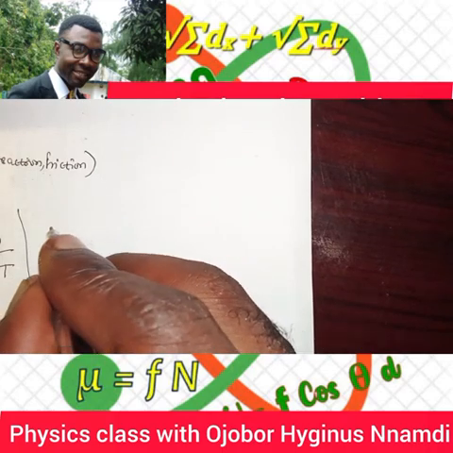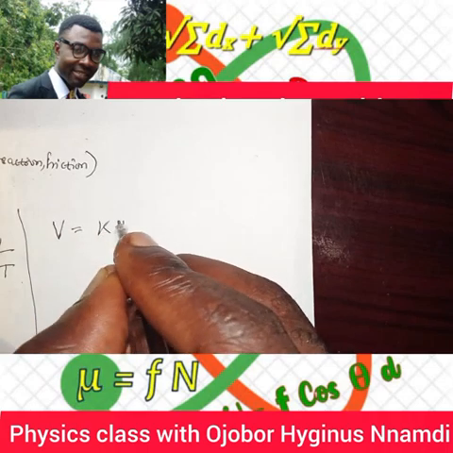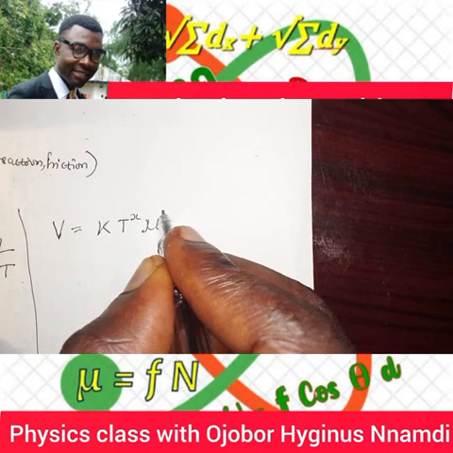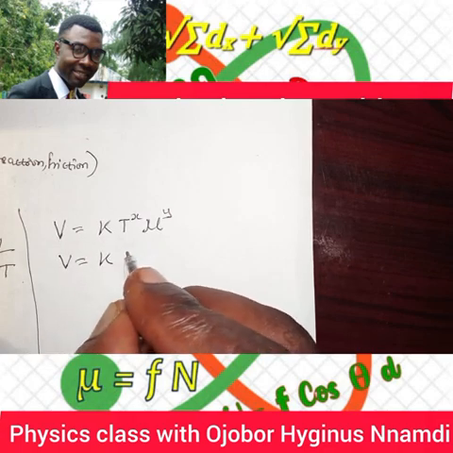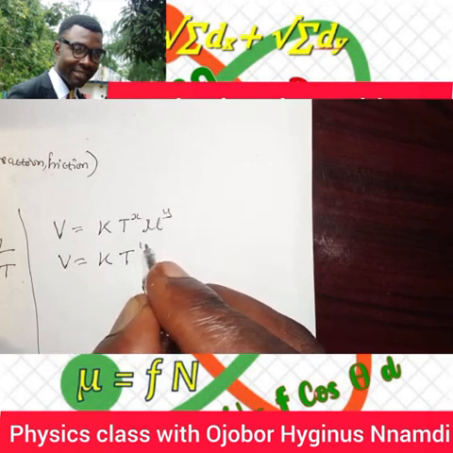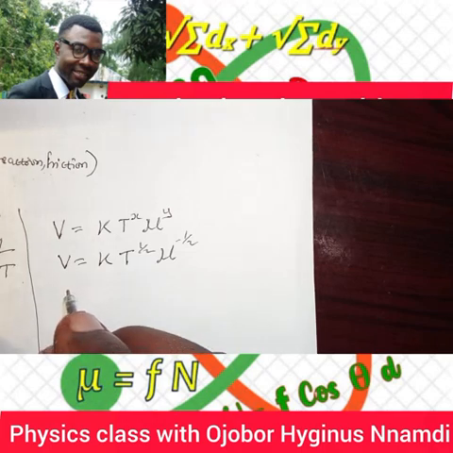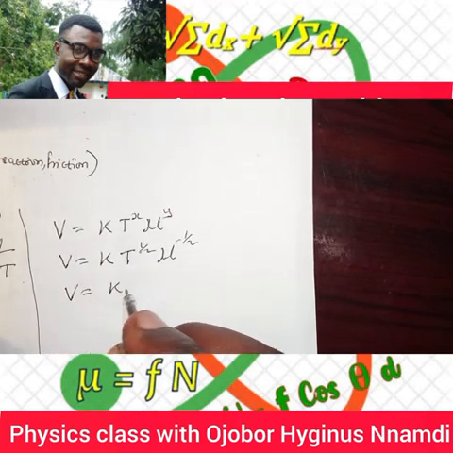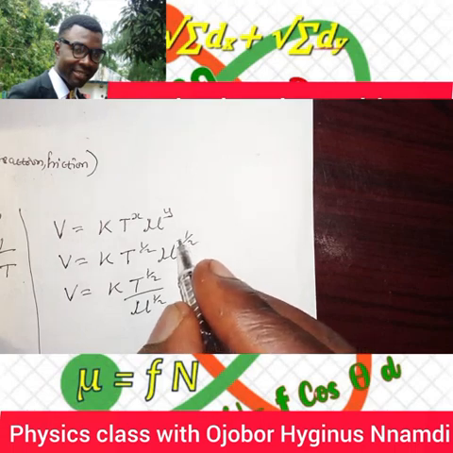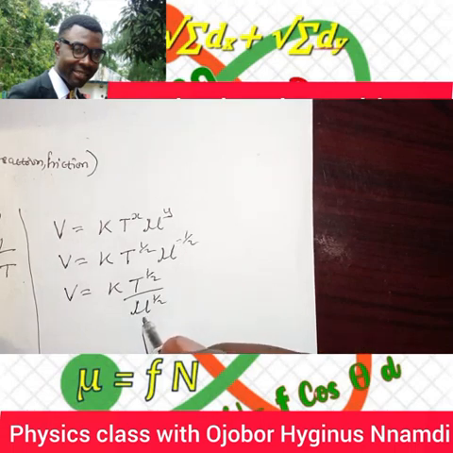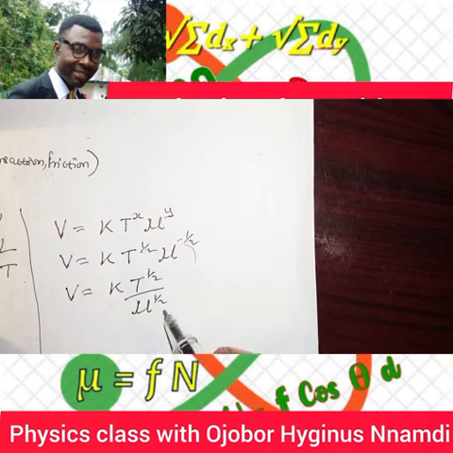Remember, the equation that gave rise to that is v equals k t raised to power x and mu raised to power y. So having gotten x and y, we say that v is equal to k t raised to power x. Our x is 1 over 2 and our y is minus 1 over 2. Of course, by laws of indices, we can say this is k t raised to power 1 over 2 all over mu raised to power 1 over 2. Because of this negative, we can bring it down to remove the negative, because in laws of indices, if we move this thing up, it will become negative. So since it's negative, we can bring it down as well.